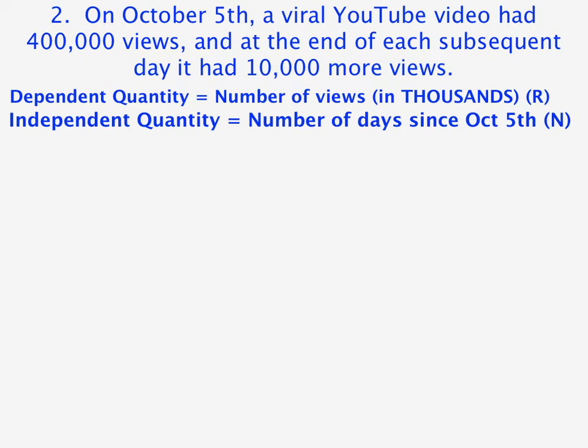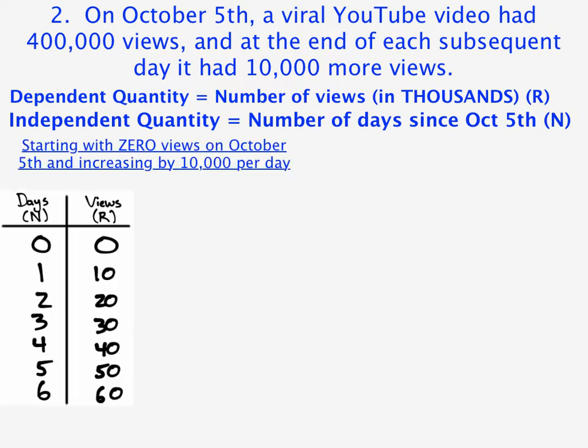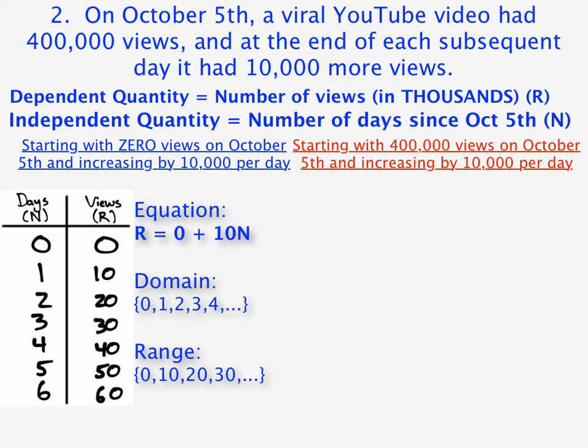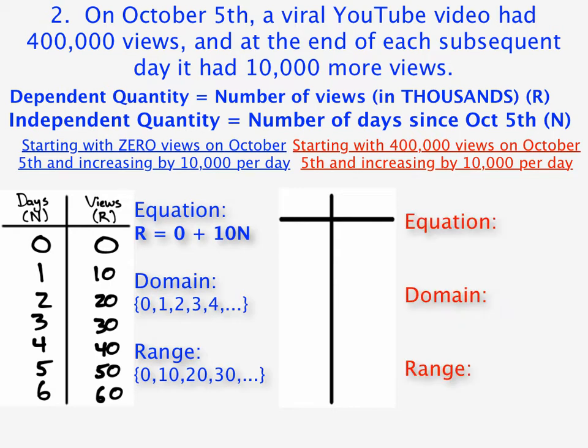The independent and dependent quantities we used before are going to remain the same. Let's use, for a dependent quantity, the number of views in thousands. It'll make life a lot easier. Now, here's the table of values for our old relationship, and here's the equation for our old relationship, starting with 0 views on October 5th. Now that it starts with 400,000 views on October 5th, why don't you try first to make a table of values for this relationship, and when you're done with that, try to make the equation too, and then we'll reconvene to discuss.